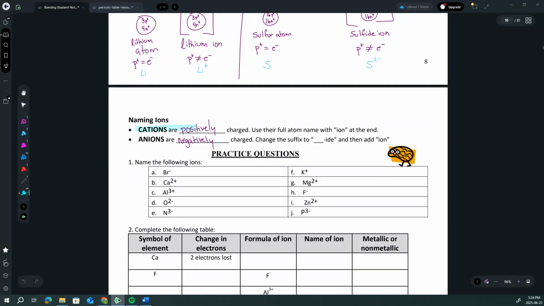So these 2 points are important. You do need to know that cations are positively charged and how to name cations. You also need to know anions are negatively charged and how to name anions.